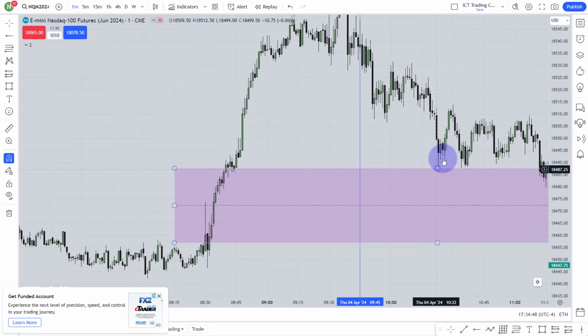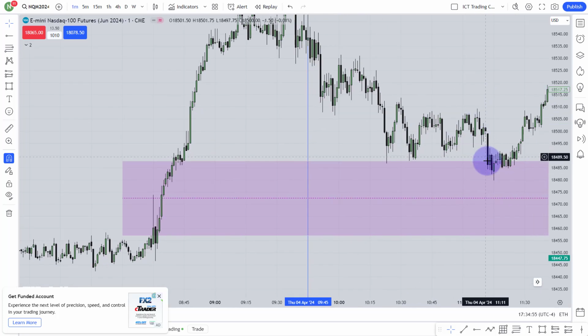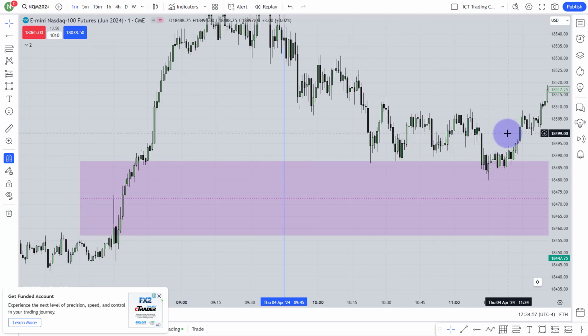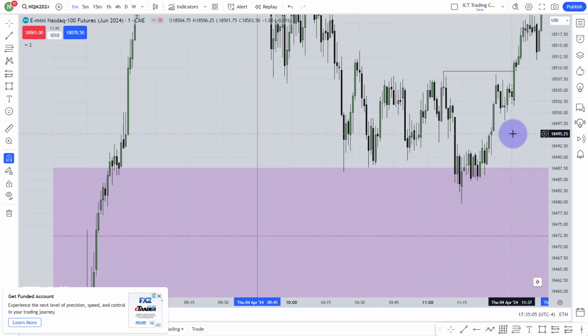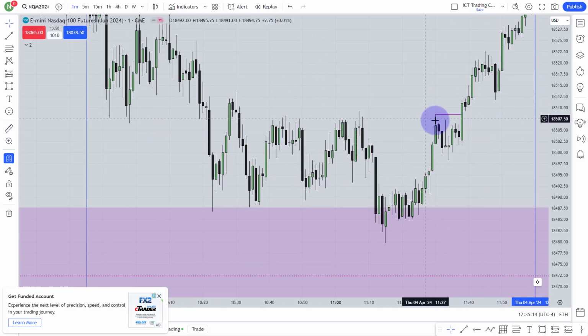So when market came here, I am still looking for a market structure shift. Look, do I get any market structure shift? No. Finally, market came here and it gave me the market structure shift over there. So here, this is the market structure shift around that area. So I got the market structure shift over there. Now, if you don't want to mark that one, this is also a market structure shift here. Exactly same option. Okay, over here, this is the exact same market structure shift.